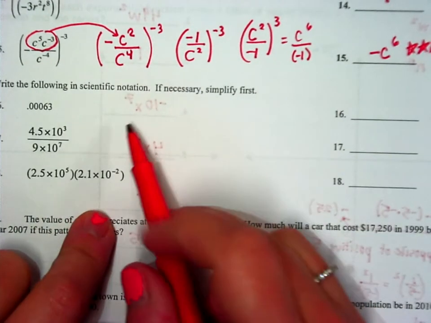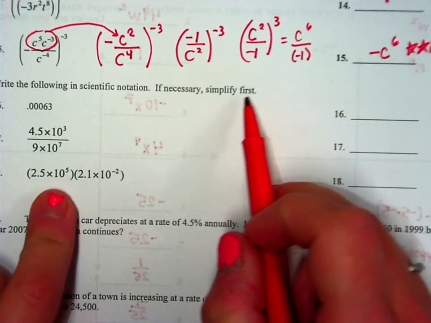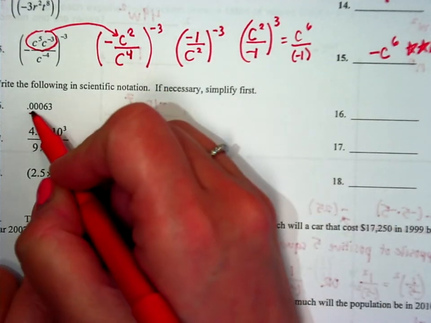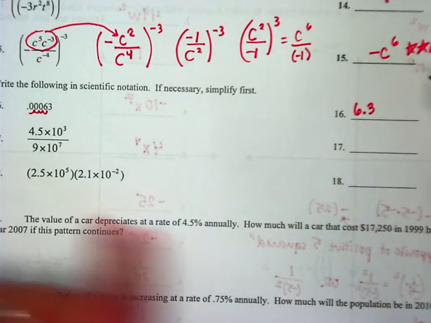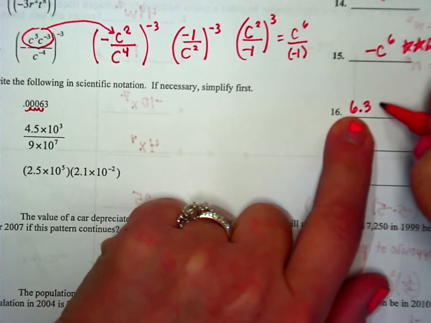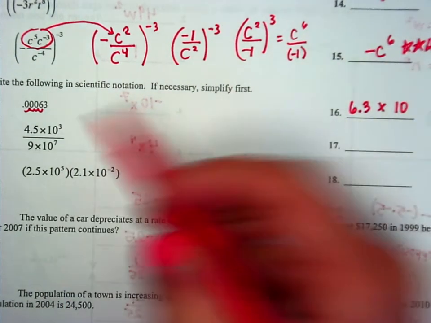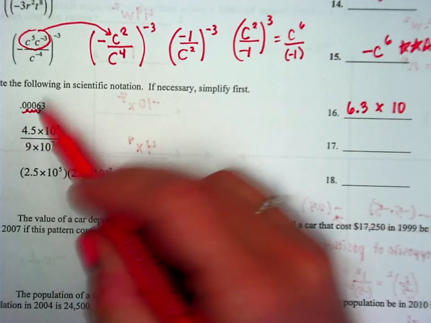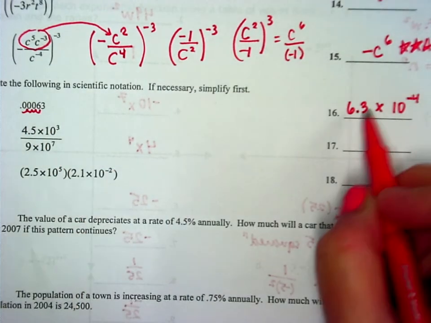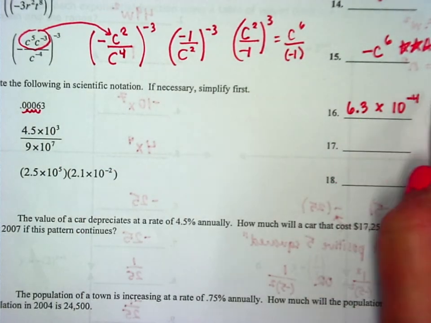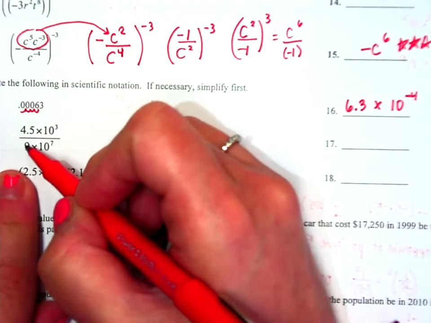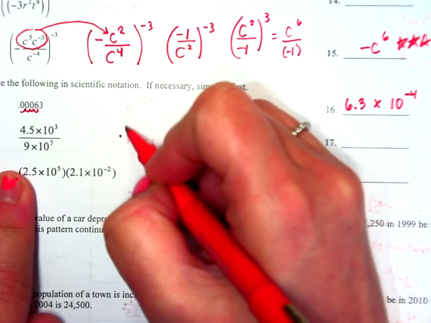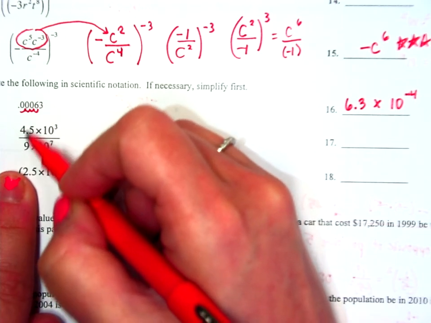Scientific notation, simplify first if necessary. So I'm going to move this decimal point 1, 2, 3, 4 to get 6.3 as my lead characters here, and then times 10 to the, remember that was 1, 2, 3, 4 decimal places. So I would like this number to be smaller, so I would make my exponent -4. Okay. Here, 4.5 divided by 9, I would have 0.5 for my lead value, right, when I divide these.